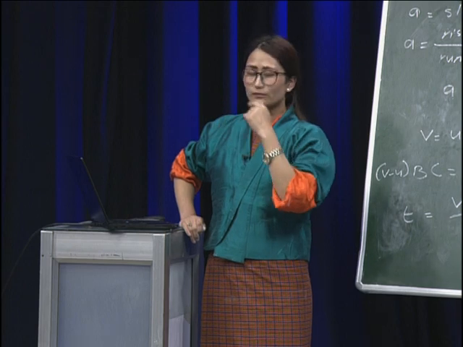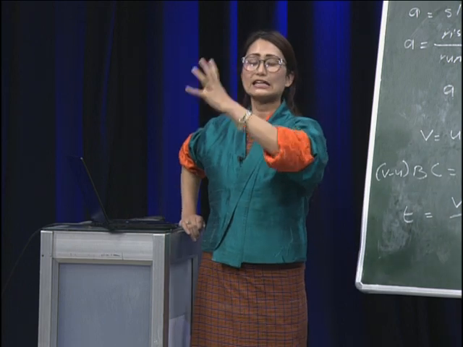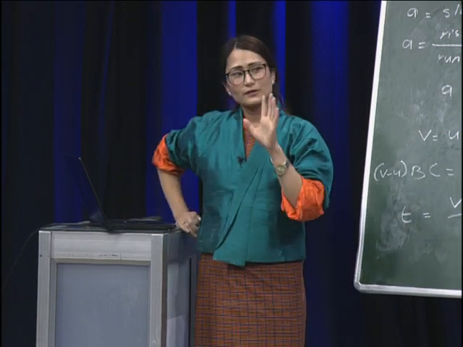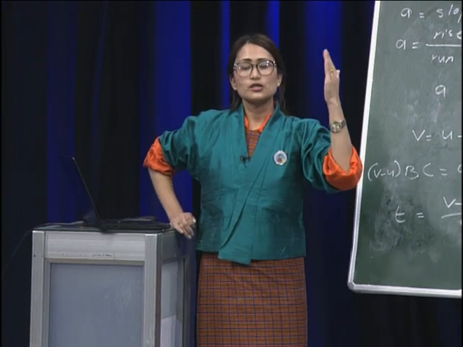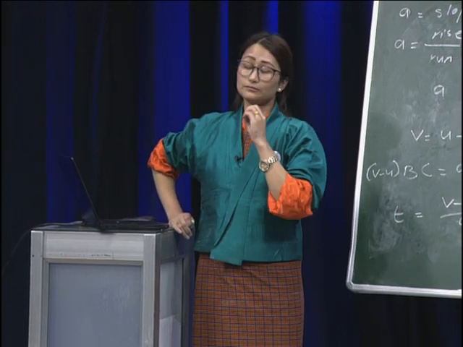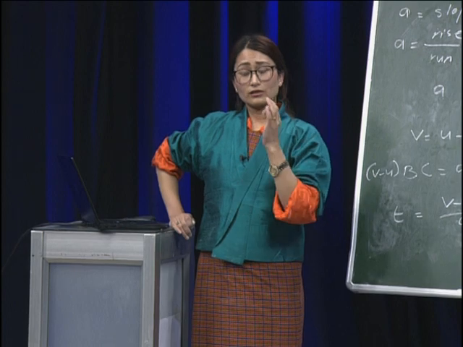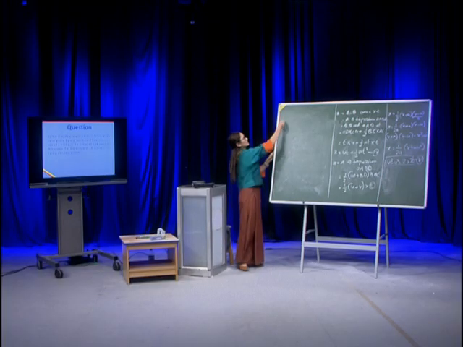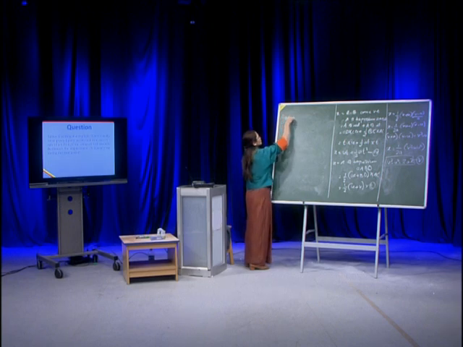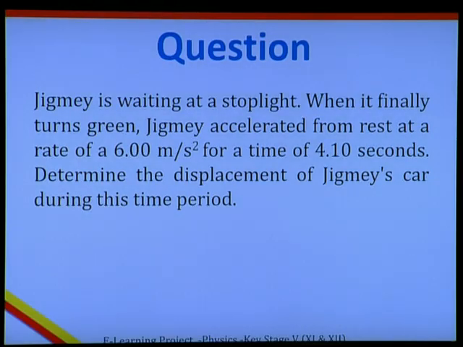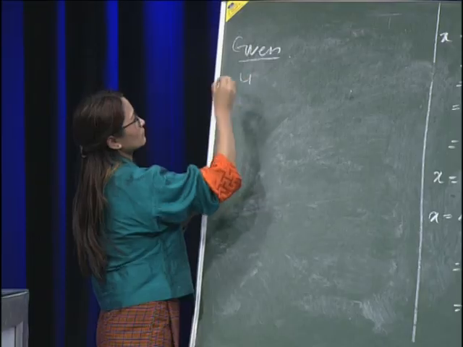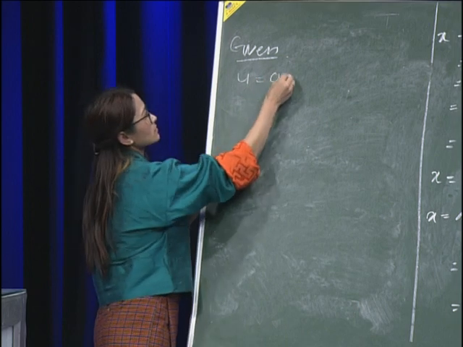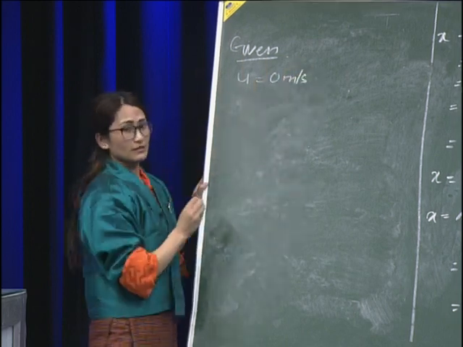Now, before we solve any numerical question, the first thing that we do is jot down the values of the given quantities. So we will do the same here. Read the question very carefully. Jigme starts from rest, so Jigme's initial velocity will be 0 meter per second.